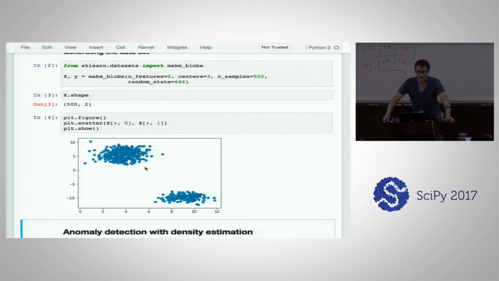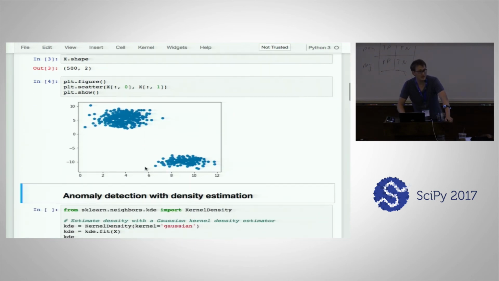Here, on purpose, I didn't simulate with only one blob. We could just simulate with only one blob, which would just be a Gaussian blob. But you can apply anomaly detection in much richer contexts. You don't have to have only one blob of data to find out.